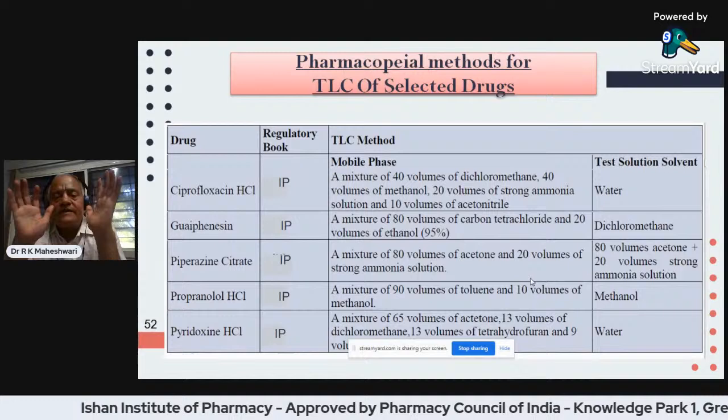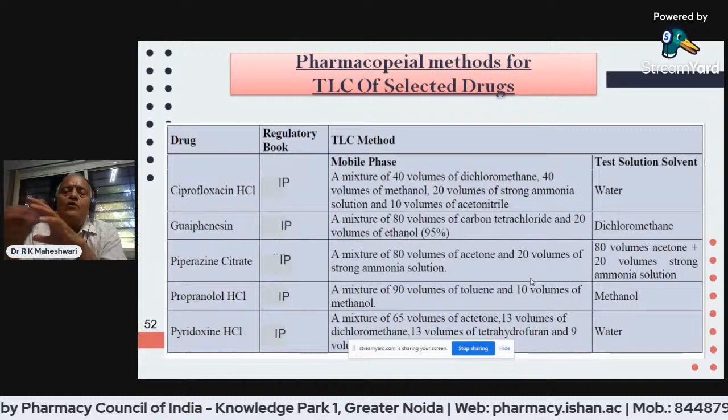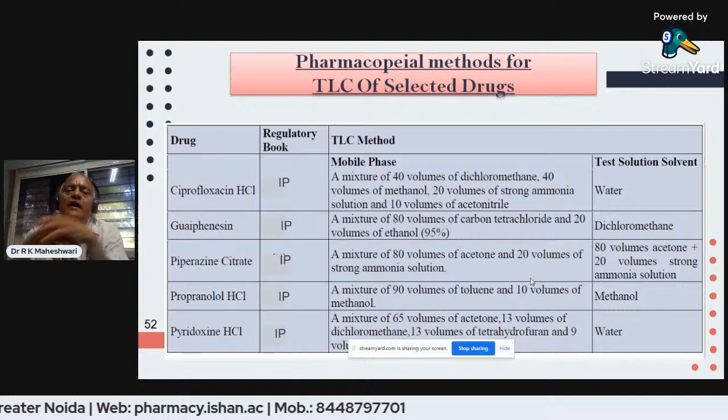Again, I am repeating the sentence. For thin layer chromatography of each and every compound, hydrotropic solutions, mixed hydrotropic solutions, or a mixed solvency system can be employed to carry out the TLC without the use of any organic solvent.